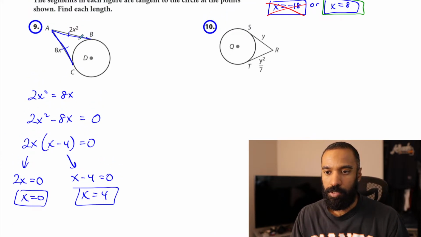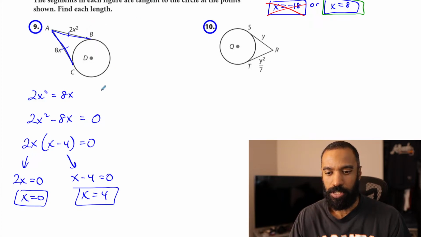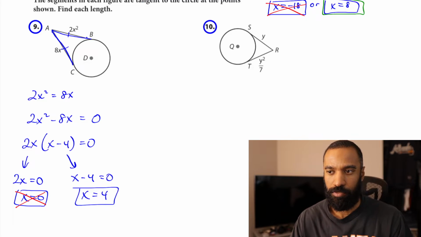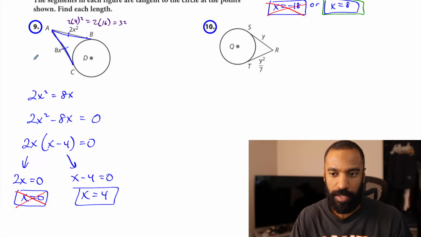Now, if you substitute 0 into here, you get the same issue as you got with negative 18 before. You get a non-positive length, which doesn't physically really apply for us. That doesn't work out. If you substitute 4, it works out just fine. And you can test both of these as well. 2 times 4 squared is 2 times 16, which is 32. And if we did this correctly as far as solving, 8 times 4 should also be 32, which it is. So both of these are 32 here.